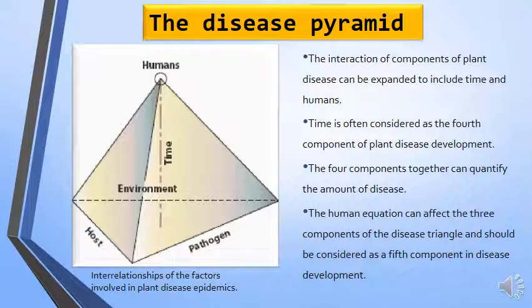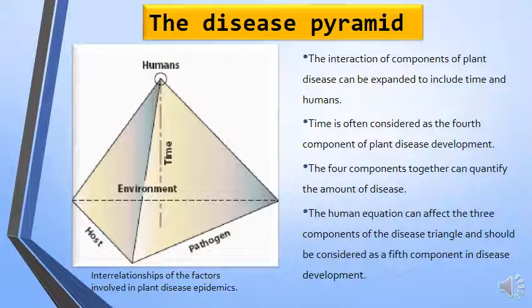We can consider time as a fourth component of plant disease development because time affects each event of the disease cycle, and also human is considered a fifth component because humans can affect each component of the disease triangle. So the interaction of 4 or 5 components can be visualized as a pyramid and referred to as the disease pyramid.